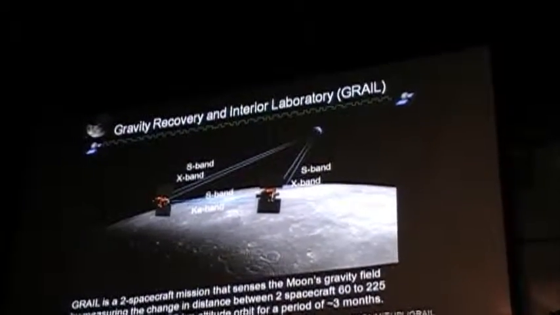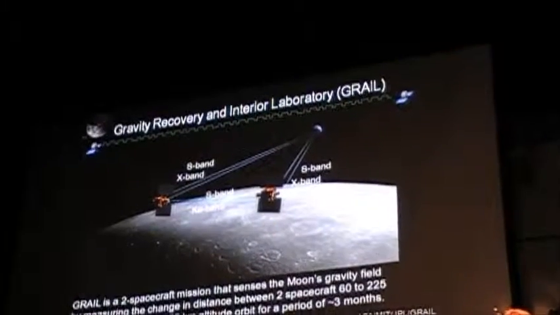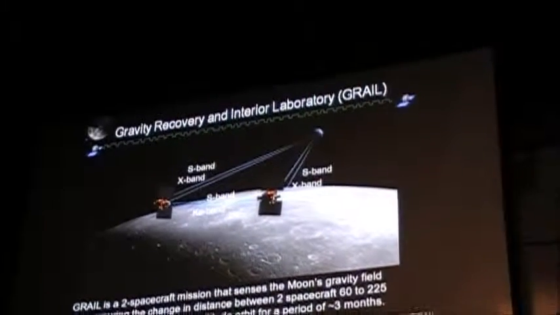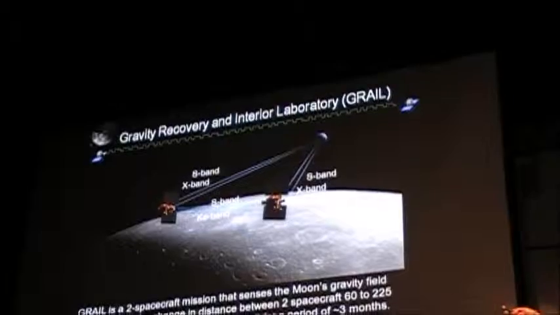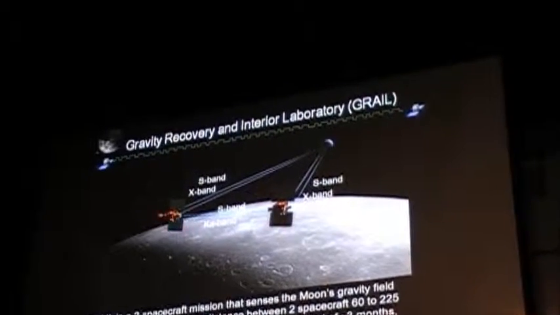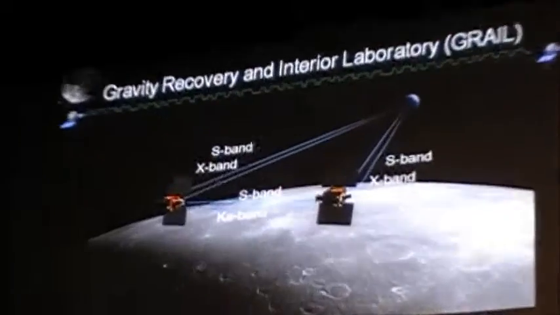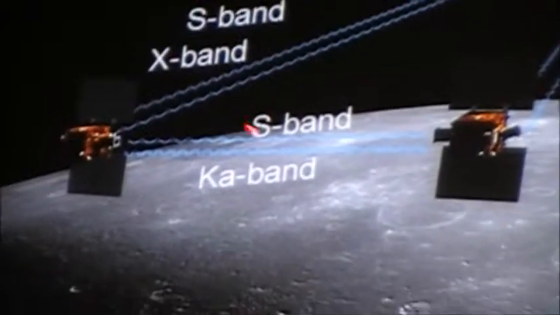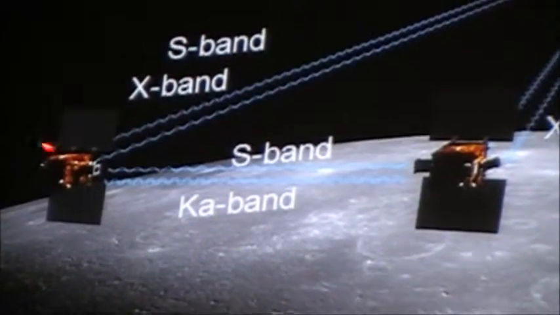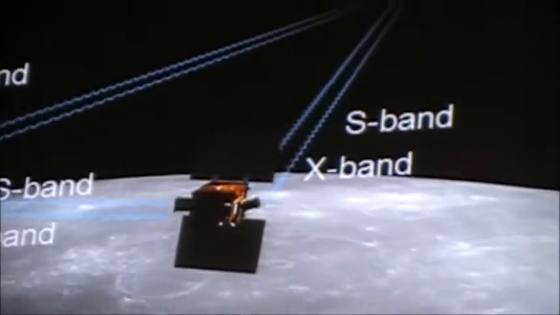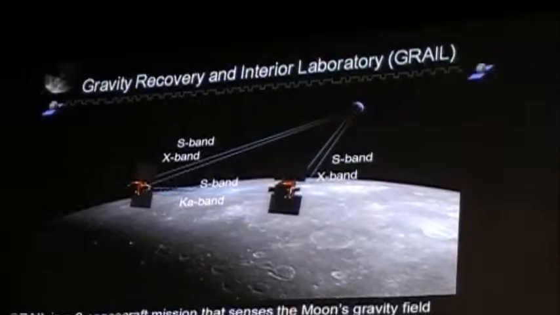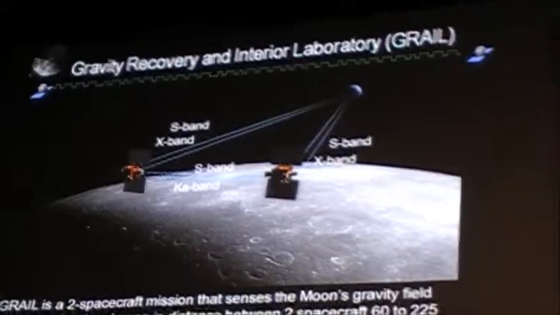And so it's all these radio signals at different frequencies. Here, the Ka band is 32 gigahertz, and this tells us the distance between these two spacecraft. And this signal here at S-band basically calibrates the clocks between the two spacecraft. So we can see how fast these spacecraft are coming together and moving apart.